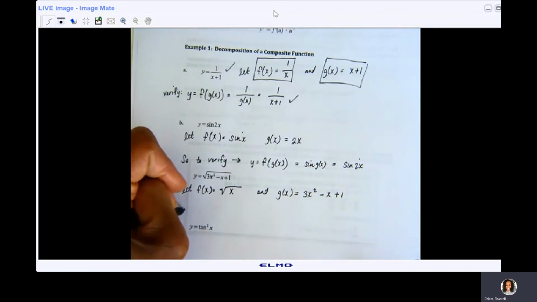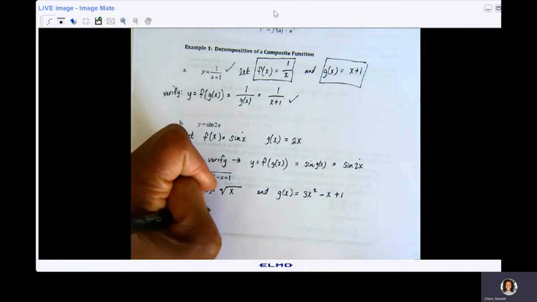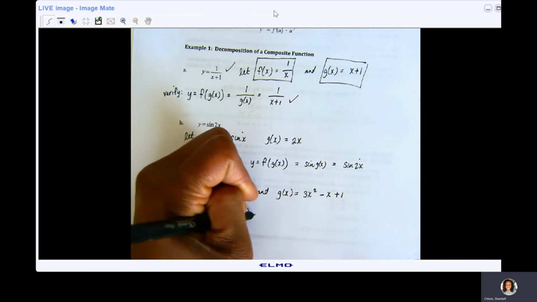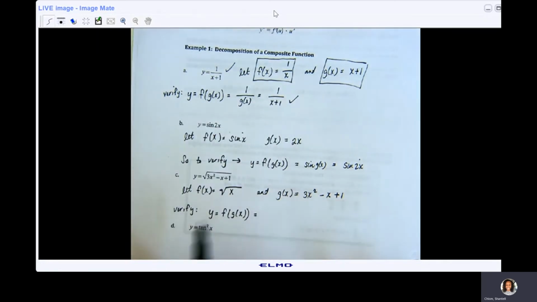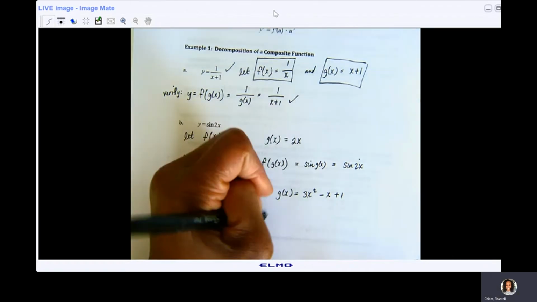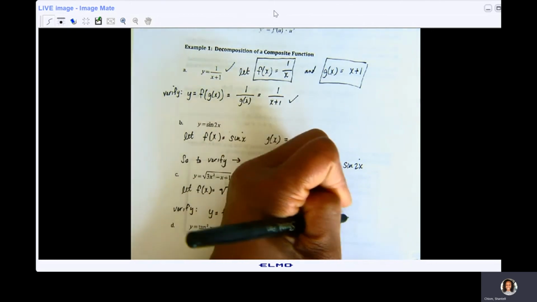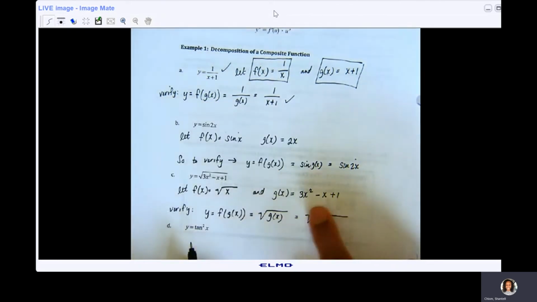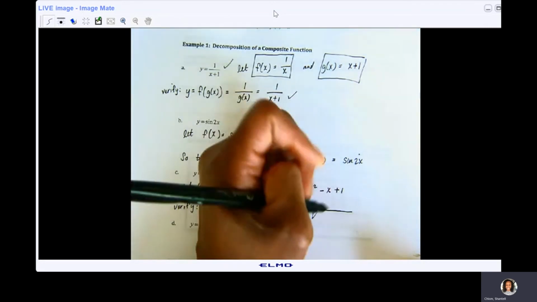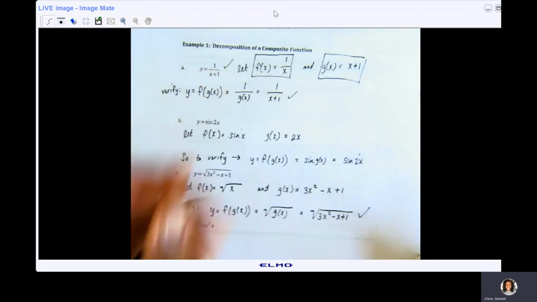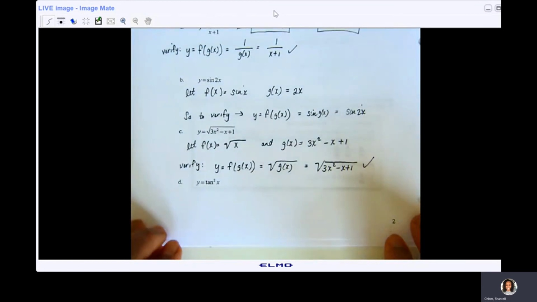And you can verify y equals f at g of x. So where you have f underneath the radical, you would replace that x with g of x, and then therefore g of x is actually the function 3x squared minus x plus 1. Okay?